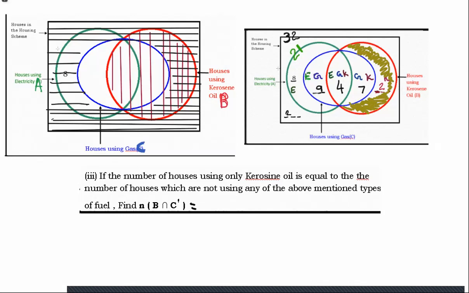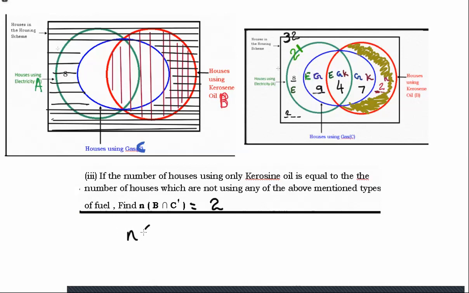So what's the answer for this then? The number of elements in B intersection C complement. What's the number of elements? That's 2. All right. One approach is this. Another approach is, this question is quite easy, so even without coloring, you can do it.